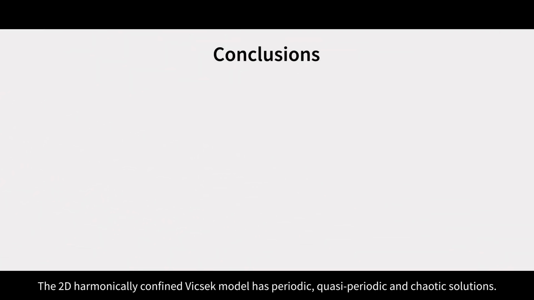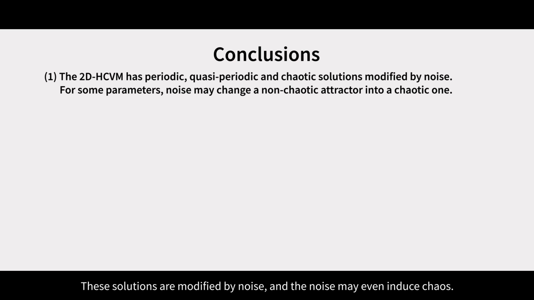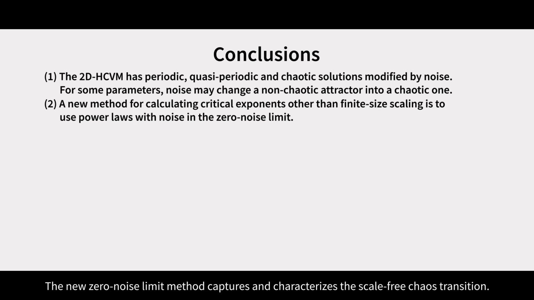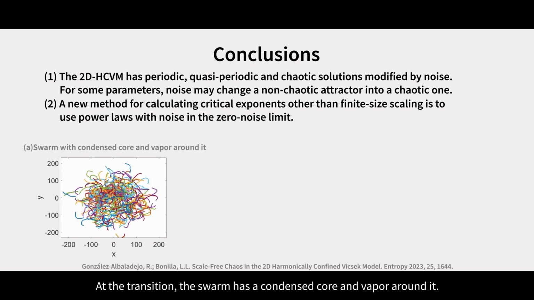Conclusions. The 2D harmonically confined Vicsek model has periodic, quasiperiodic and chaotic solutions. These solutions are modified by noise, and the noise may even induce chaos. The new zero-noise limit method captures and characterizes the scale-free chaos transition. At the transition, the swarm has a condensed core and vapor around it.